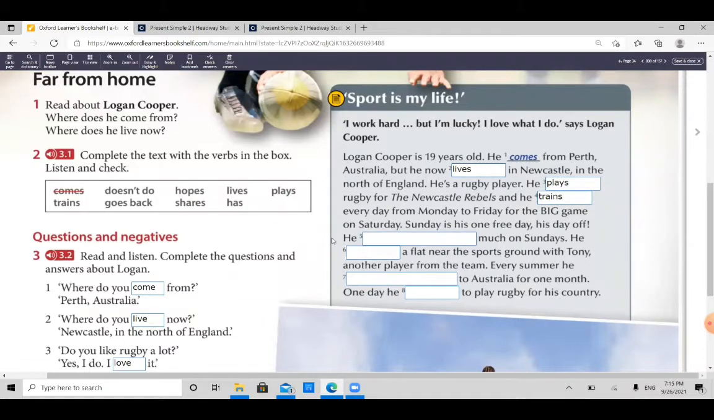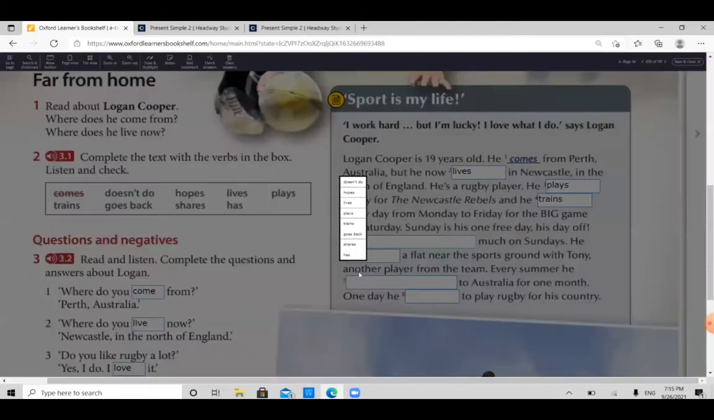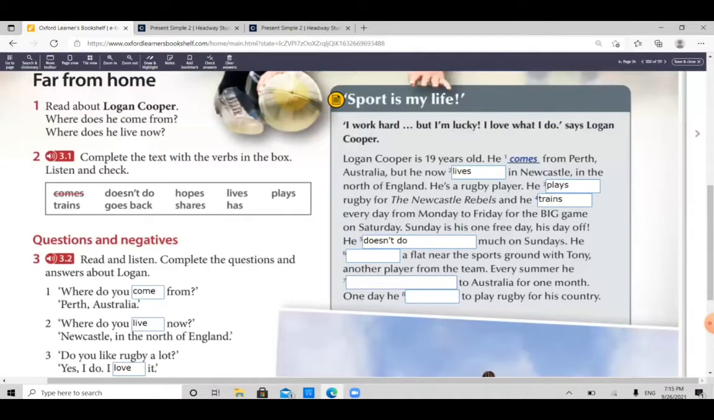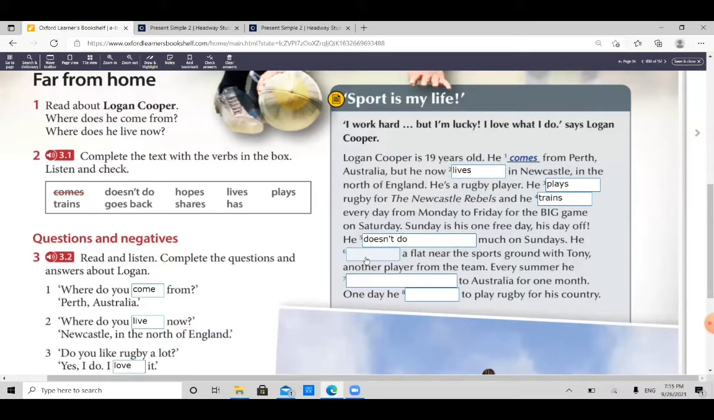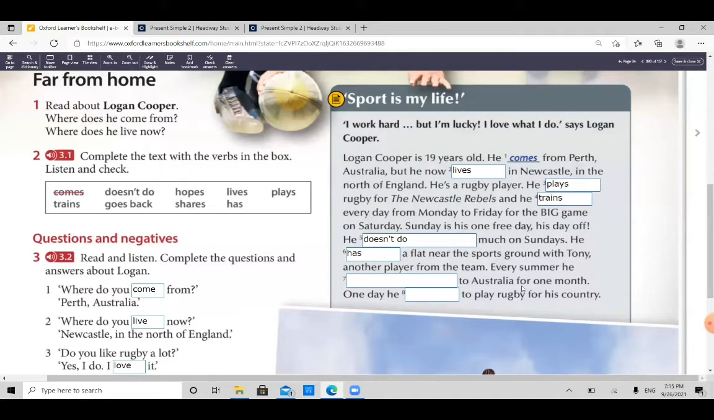Sunday has a free day. Has day off. He doesn't do much on Sunday. Very good. So he doesn't do much. He has a flat near the sport ground with Tony. Okay, sporty ground. So he has, thank you, Walid, a flat near the sporty ground with Tony.